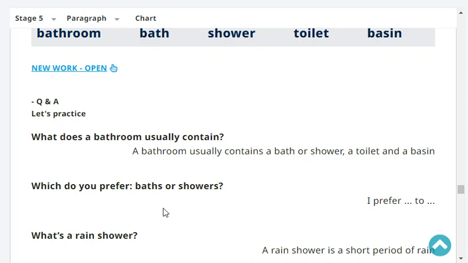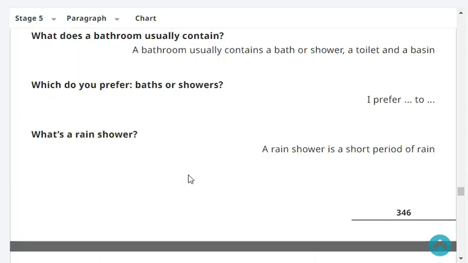Which do you prefer, baths or showers? I prefer a bath to showers. What's a rain shower? A rain shower is a short period of rain. Very good.